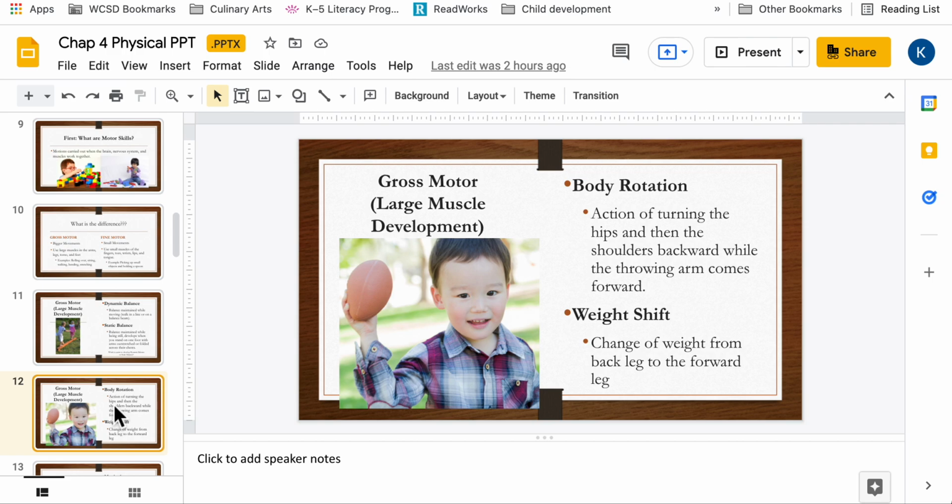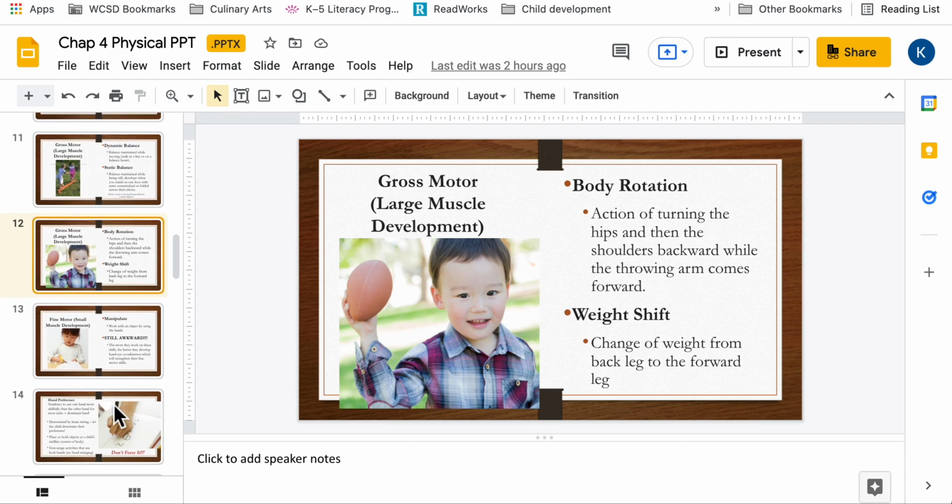And then last but not least is weight shifting. So we want them to shift weight from one leg to another, because this is going to help with crawling. It's going to help with walking, running, skipping, jumping, all that kind of stuff. Otherwise, they're just going to be like a heavy bag of sand that's not able to move anywhere. Yikes. That would not be good.